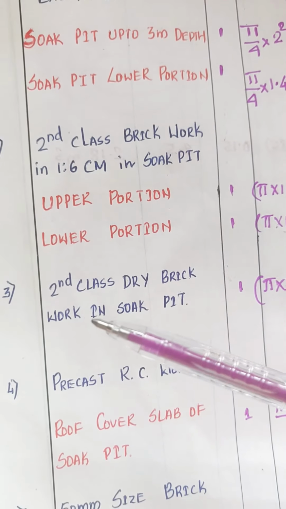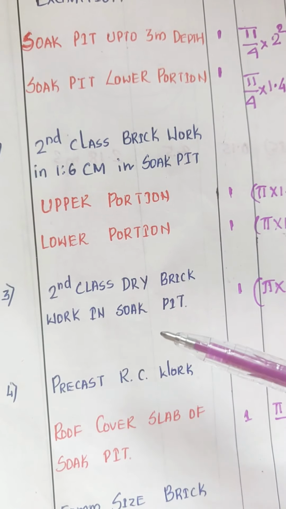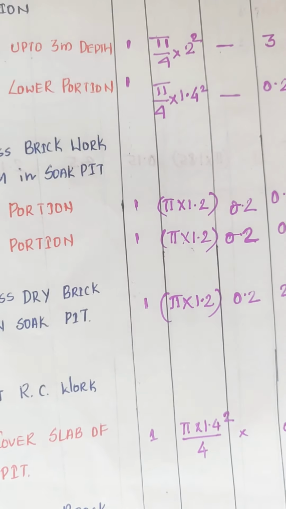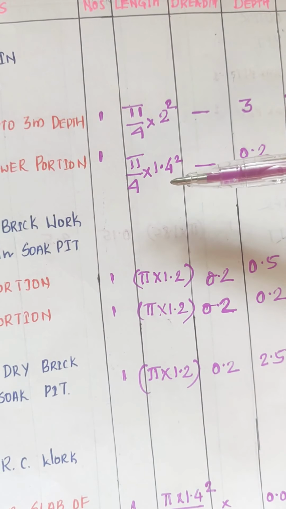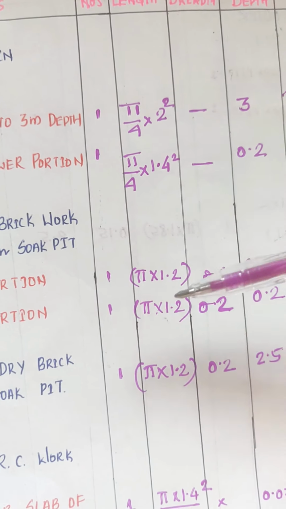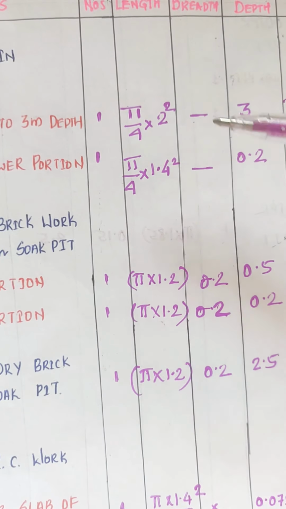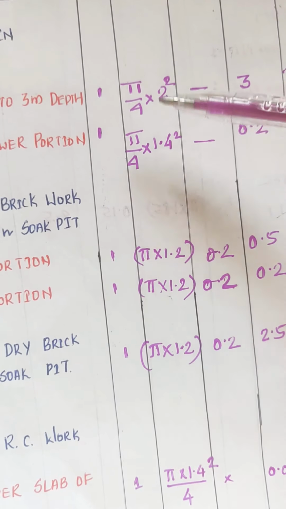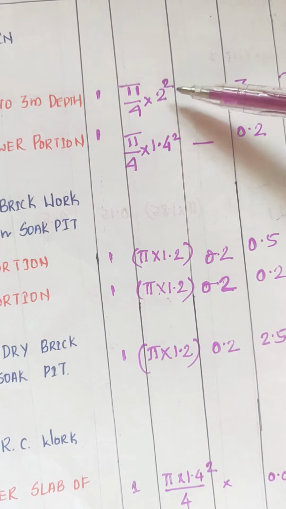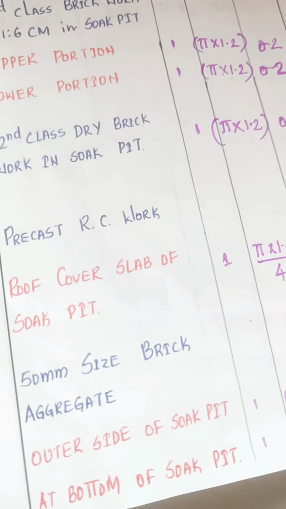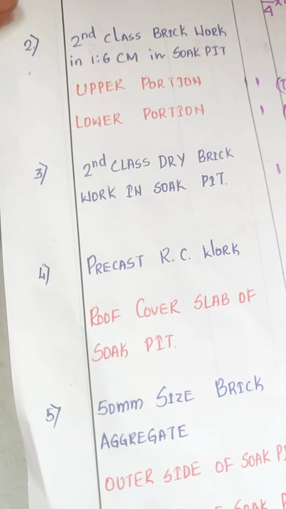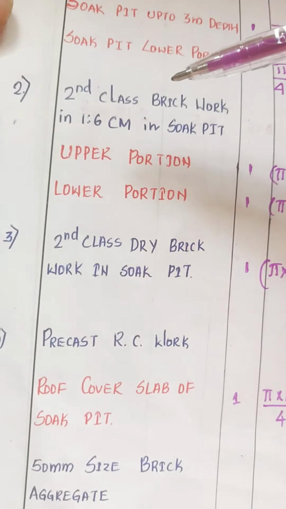Then second class dry brickwork in soak pit, how we got this, and I have also told you where to take the area and where to take the perimeter, right? So the difference I have told you, why it is pi by 4 into d square here and why it is pi into d here, right? So similarly, moving on to the next quantity. In the first part I have discussed these three quantities.